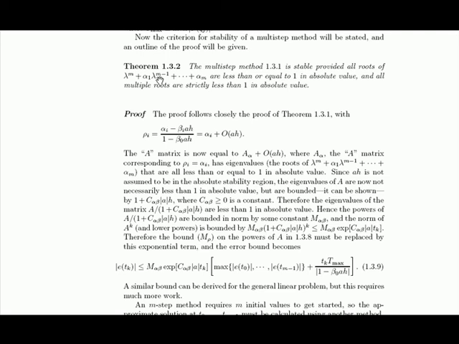And what the theorem says is that if all m roots of this characteristic polynomial are less than or equal to 1 in absolute value, and all multiple roots are strictly less than 1 in absolute value, then the method is stable. In fact, we get an error bound that says that the error at a fixed point tk is less than some constant times the truncation error, times some constants, plus the maximum of the starter errors.